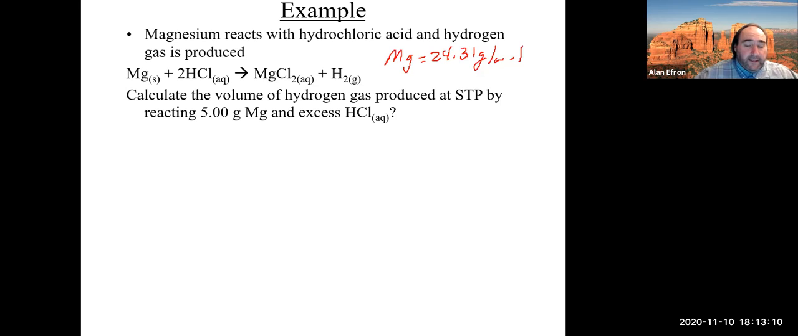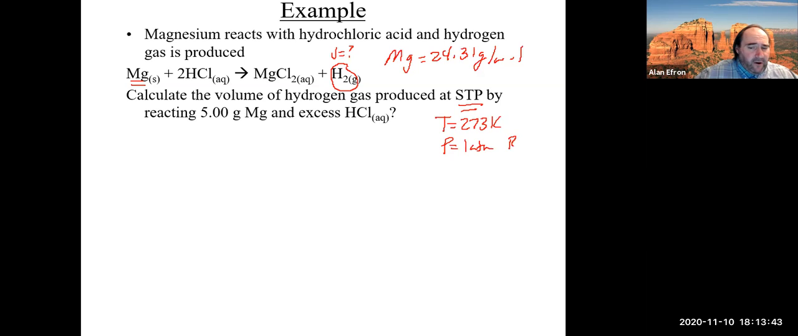Okay, so taking the same approach here, this is definitely a stoichiometry problem. We are given the grams of magnesium. We're ultimately looking for how much hydrogen gas we're going to produce, so we're looking for the volume of this gas, and it is at STP. Remember, when it says STP, it does represent a temperature: the temperature is 273 Kelvin, and the pressure is 1 atmosphere.